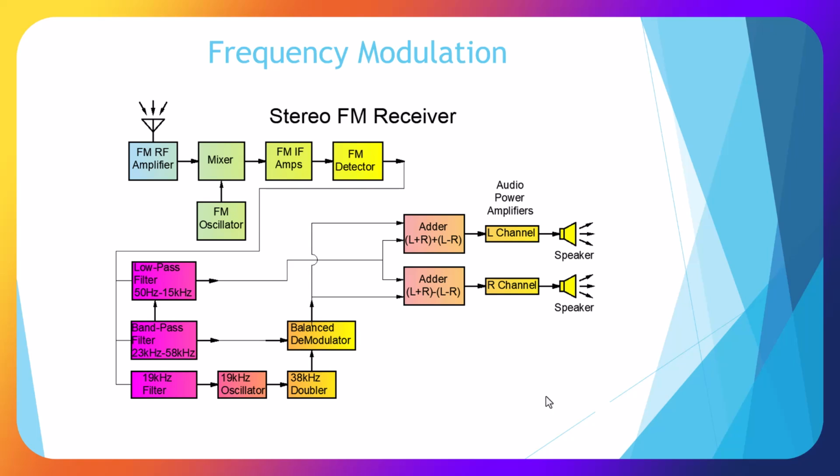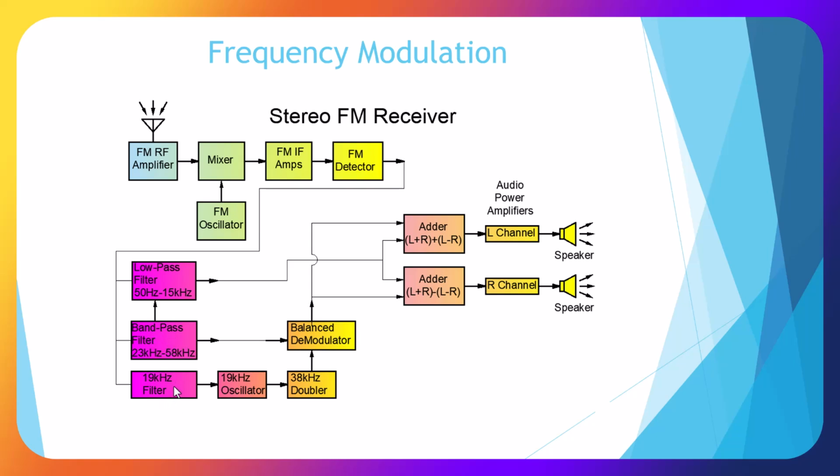Okay, here's our stereo FM receiver block diagram. This part here is just like our standard FM receiver. Then we send it out of the detector. We go through a low pass filter, so we get our audio out, 50 hertz to 15 kilohertz. Then we go through a band pass filter, 23 kilohertz to 58 kilohertz, which is our stereo signal.